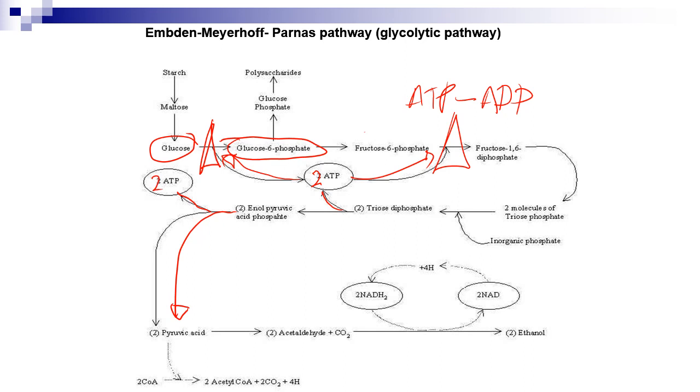So in this Meyerhof-Parnas pathway, we produce 2 ATP with 1 molecule of glucose. Okay, after that, pyruvate acid is converted into acetaldehyde plus CO2, and then lastly, acetaldehyde is converted into 2 molecules of ethanol.